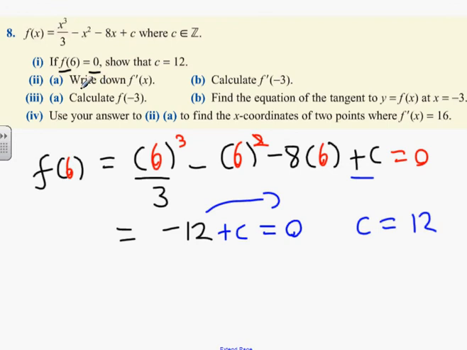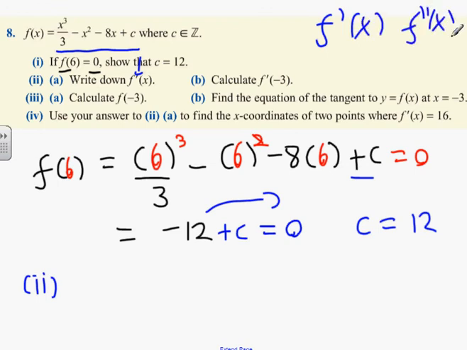You go down to A part 2, and it says, write down the first derivative. So, anybody tell me how to get the first derivative? How do I know it means first derivative? 1 dash means first derivative, 2 dashes means second derivative, okay? So, differentiate once, we'll go for Josh.